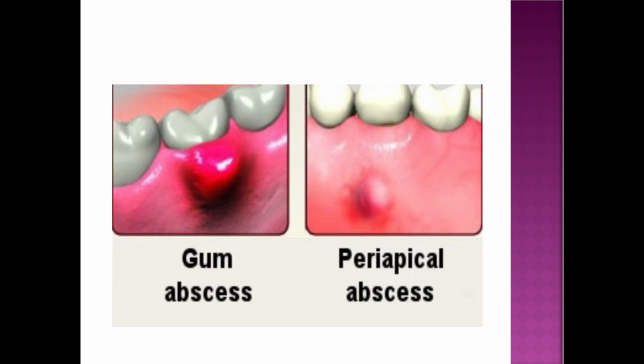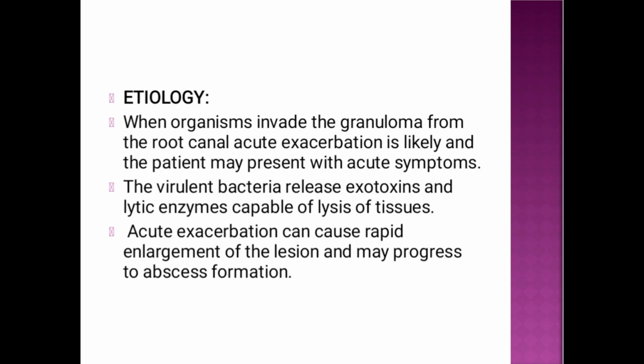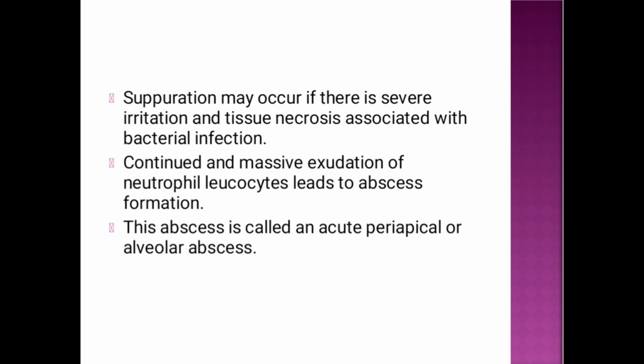Now we will study how. You can see the gums are inflamed when a periapical abscess is present. Now, etiologies: we were saying that in chronic cases it was a granuloma. So how does the abscess form? When the granuloma at the apex of the root is not treated, organisms enter the granuloma and the condition worsens. The patient has acute symptoms, the bacteria release toxins and enzymes, and there is lysis of the surrounding tissue. The lesion becomes enlarged and an abscess forms. Very important point.